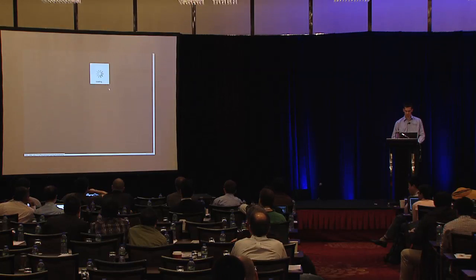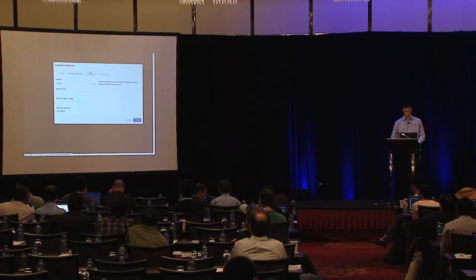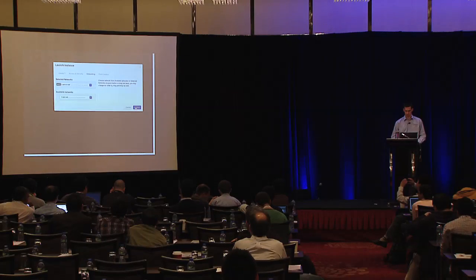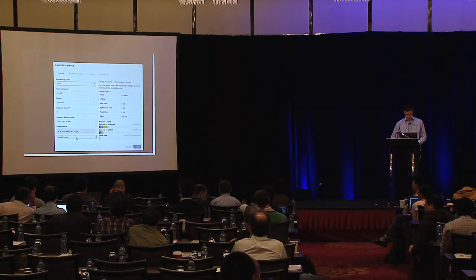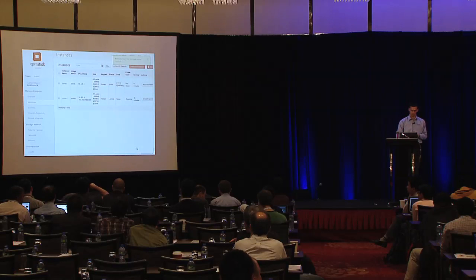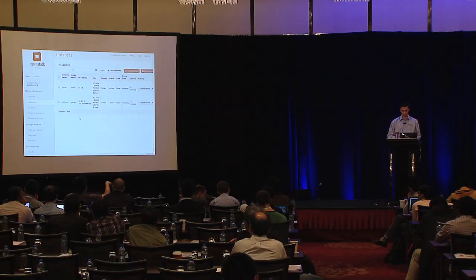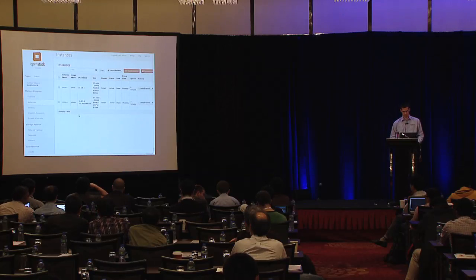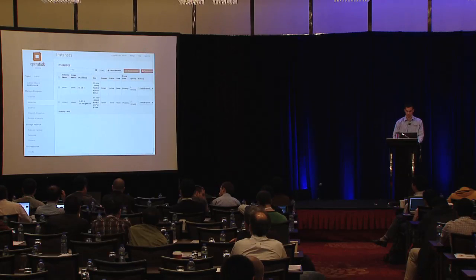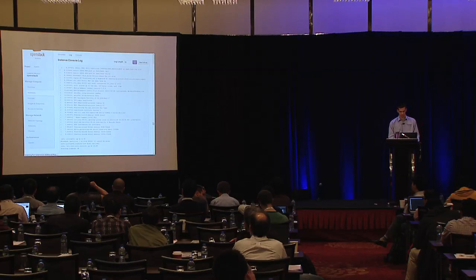create a new instance called Cirrus 2. Boot from the same image, same thing, admin net, launch. Oops, must select an image, of course. There we go. And that's our next instance. And that was, of course, a little quicker because it didn't have to fetch the image again.